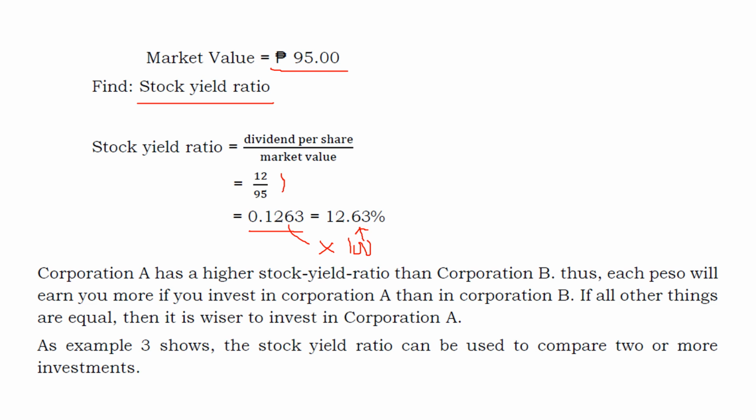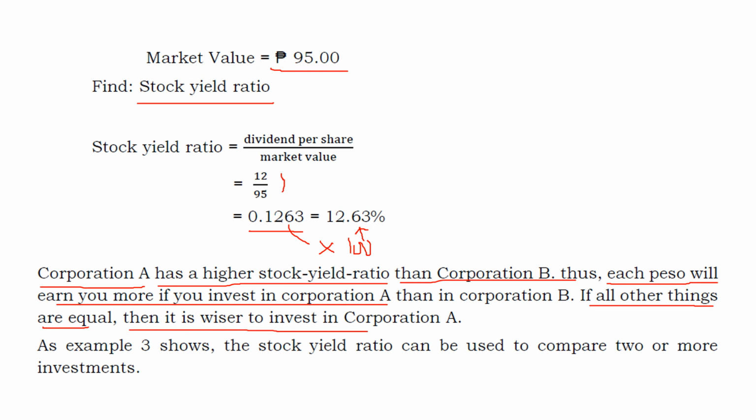As you can see, with the summary of our results, Corporation A has a higher stock yield ratio than Corporation B. Thus, each peso will earn you more if you invest in Corporation A. Your money will earn more if you invest in Corporation A because it has a higher stock yield ratio compared to Company B. So if all other things are equal, then it is wiser to invest in Corporation A.